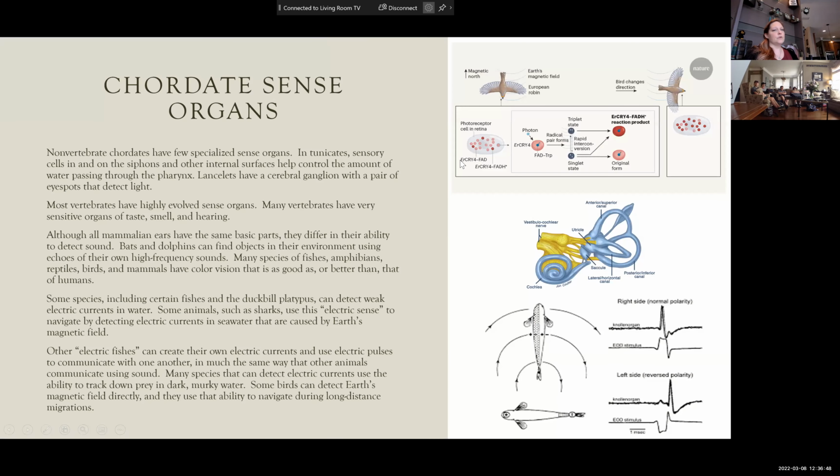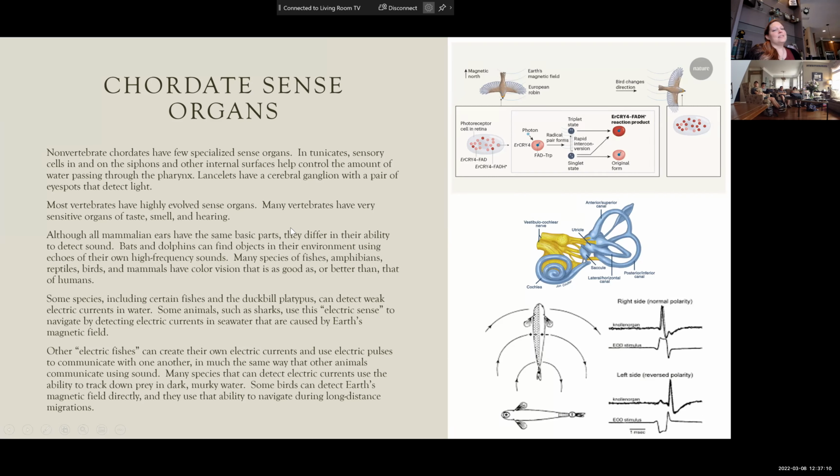Interesting. So chordate sense organs. Here we go. We talk about these ones like the magnetic ones and whatnot. In tunicates, remember those are those little animals, even less complex than sharks, right? Are you okay banging your heads there? So tunicates have sensory cells, and siphons and lancets have some.